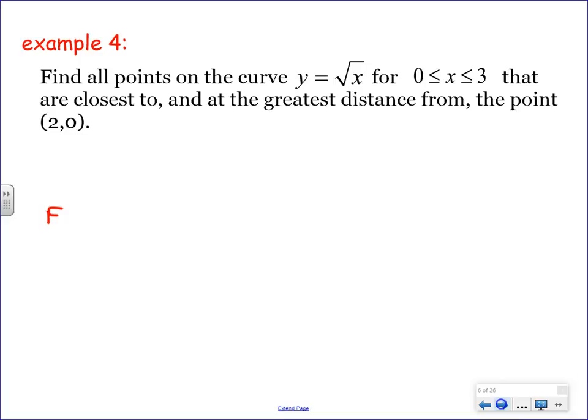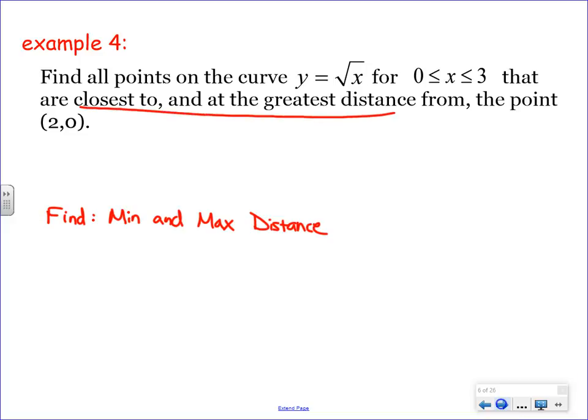We're trying to find the min and max. They want to know both. The min and max of who? Closest and farthest. What dimension, what quantity are we talking about? Distance, yeah. We're trying to find the greatest and the least distance. Here's our wording.